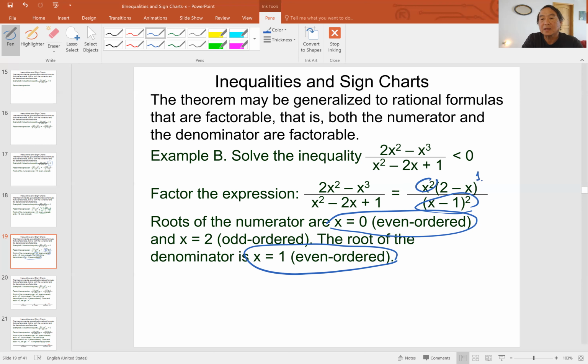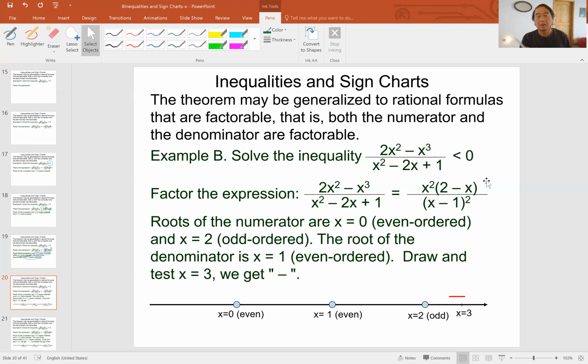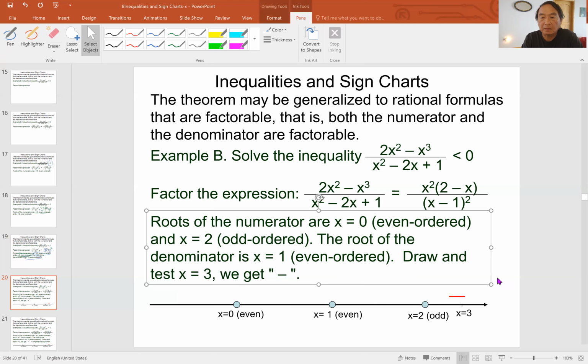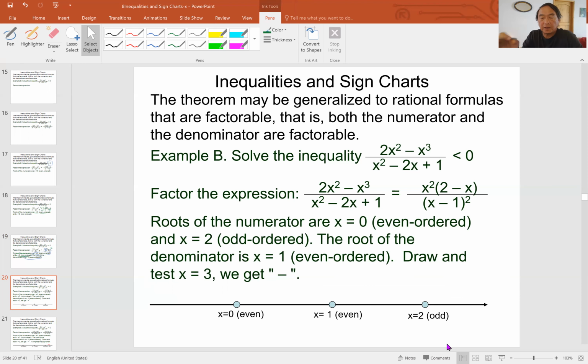And 2 minus x gives the root 2. And that turns out to be odd order because that has a power of 1. Okay, so remember, we keep track of the roots and the power they came from, even or odd power. And so here's a picture for even and odd roots, right?